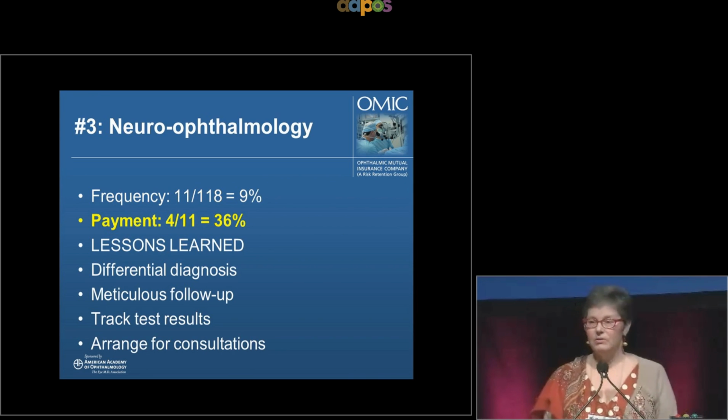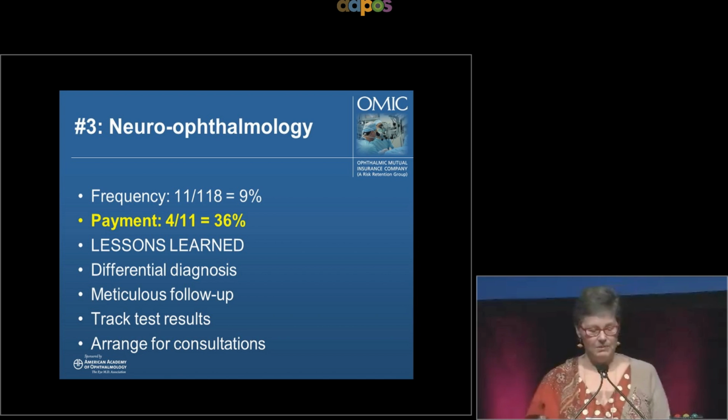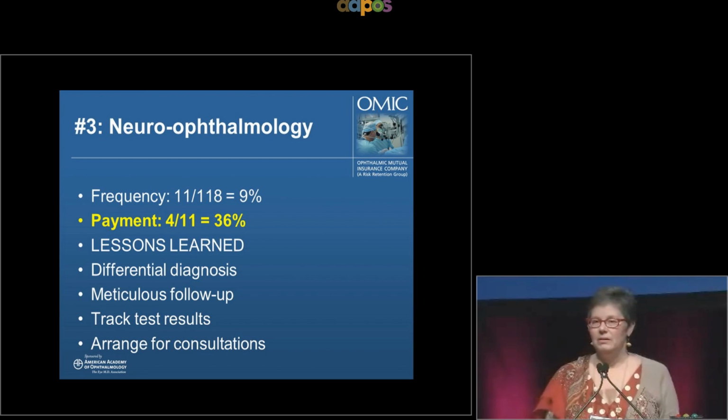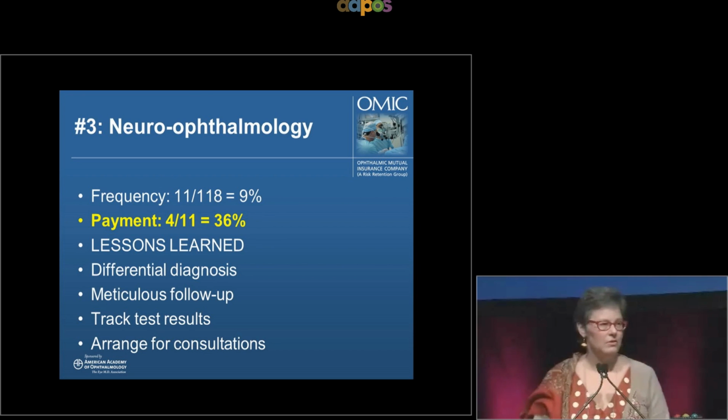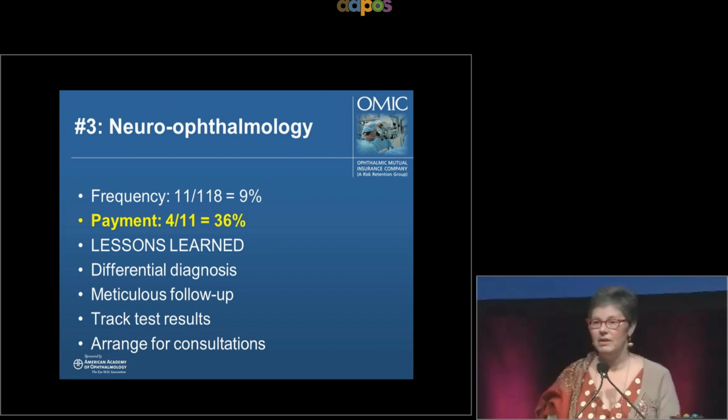The third was neuro-ophthalmology. 9% of the cases, and 36% of those ended up in payment. Differential diagnosis: I sat in on a couple of the neuro workshops, and it's really hard to make the correct diagnosis on these. There are a lot of masqueraders, and sometimes it takes a while for a disease to declare itself. But if you don't communicate and document your differential diagnosis from the beginning, it's very hard to support your care, and often we find there was no differential diagnosis.